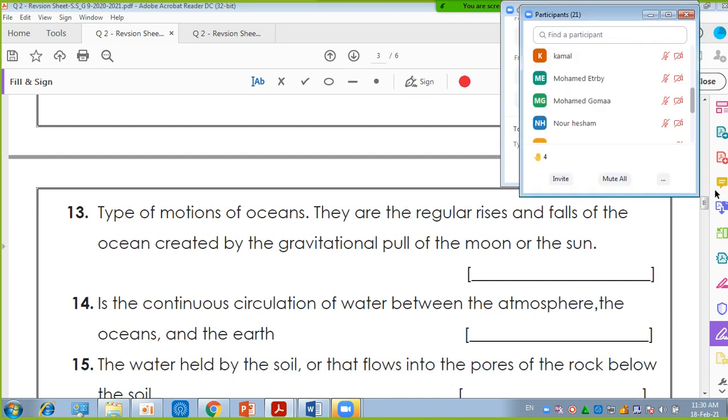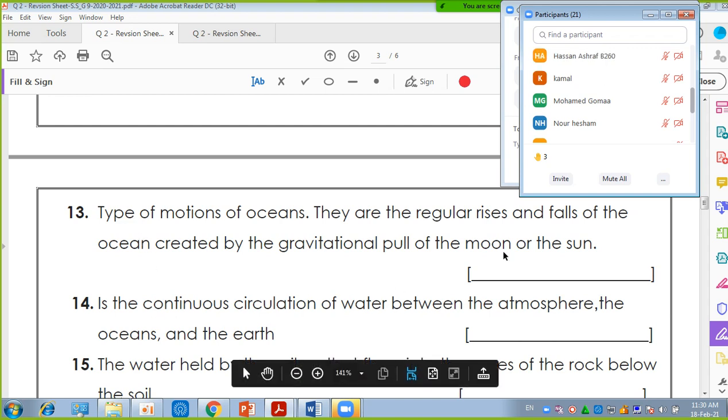Kamal, you will answer number 14. If you will not answer, I will consider that you didn't attend the session. Muhammad Itribi, number 13. Yes, Miss. 13.